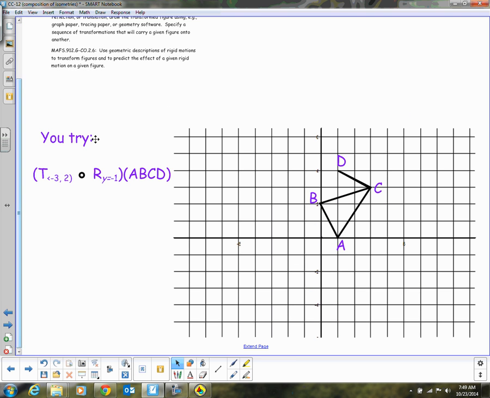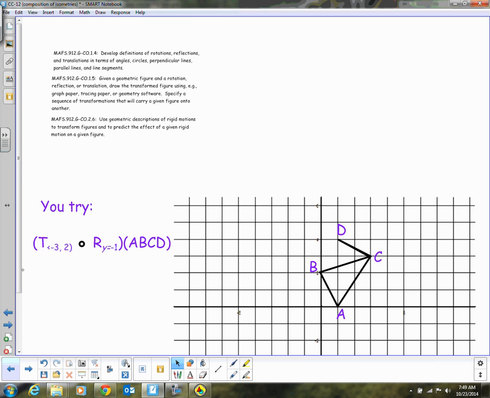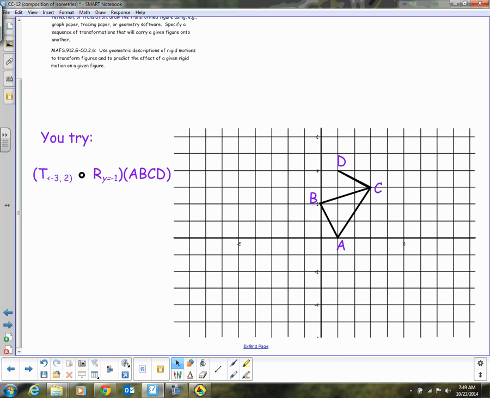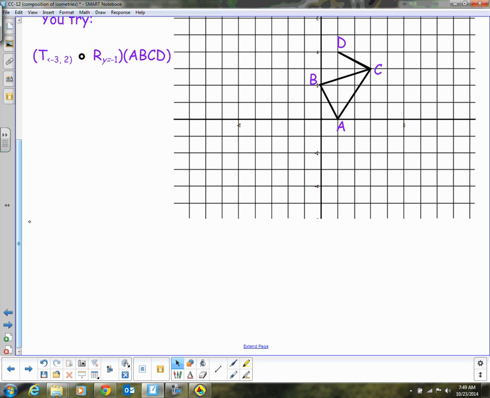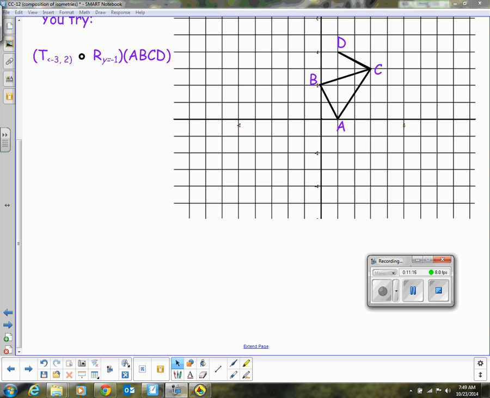All right. So here I've asked you, what do you do first? Reflect over the horizontal line, then translate it. And that's the end of my lesson, so I want you to do that. Get out some graph paper. And I want to know the final coordinates. And I'll work on the final coordinates while you work on the final coordinates.